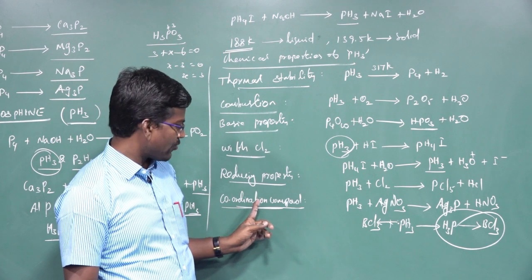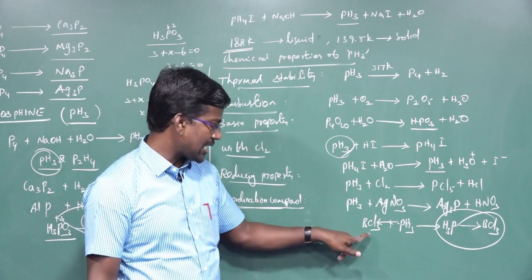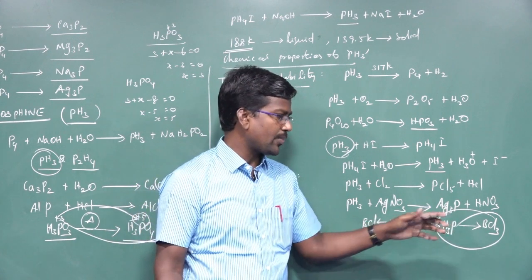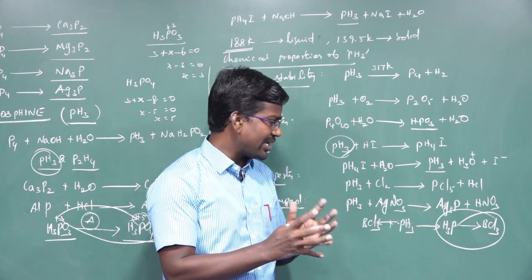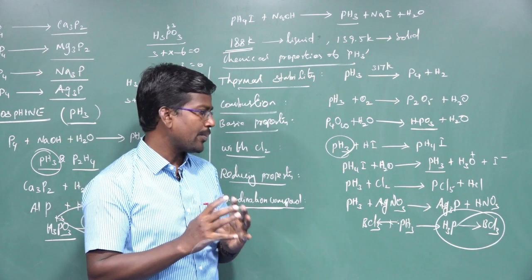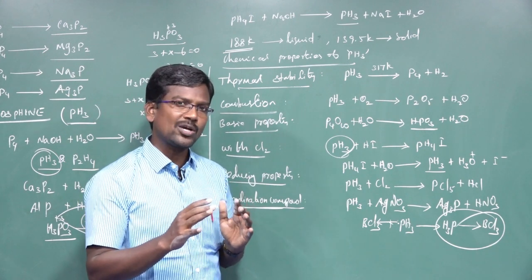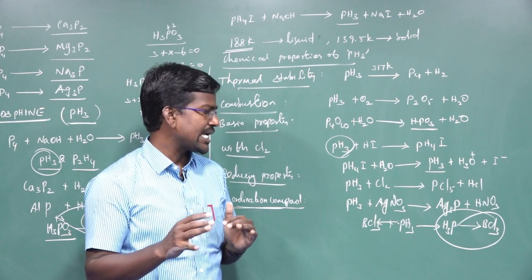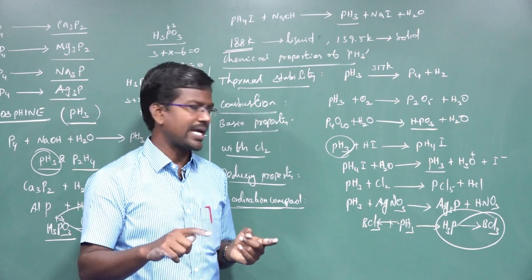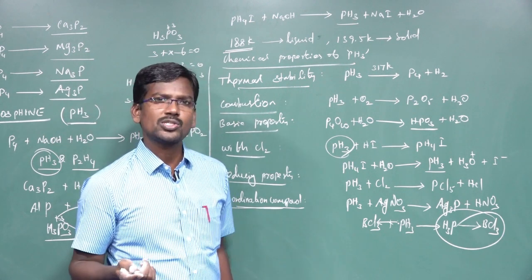Next one, formation of a coordination compound. Boron trichloride reacts with phosphine to form a compound in which a coordinate covalent bond forms between the phosphorus and boron, because boron trichloride acts as a Lewis acid and phosphine acts as a Lewis base.